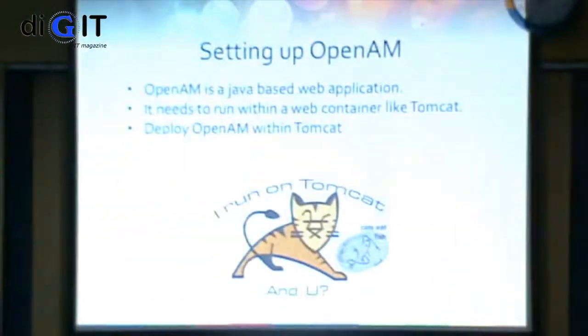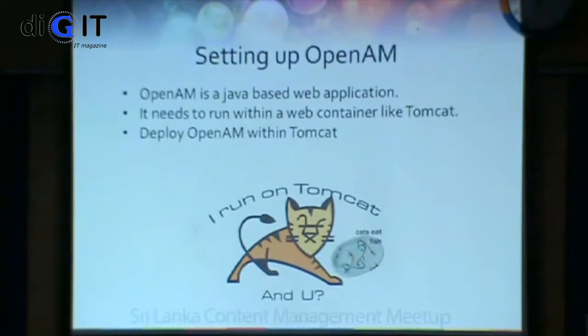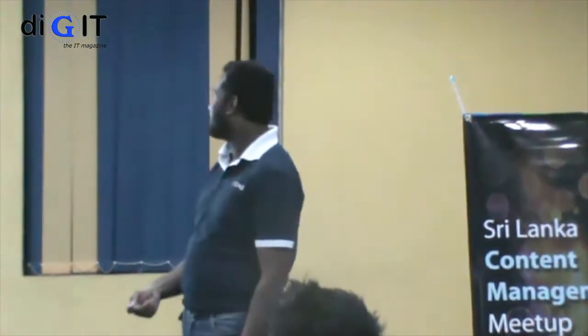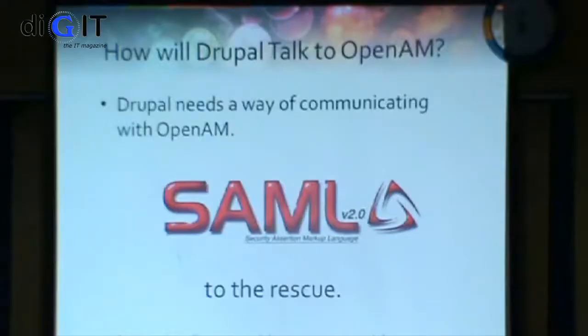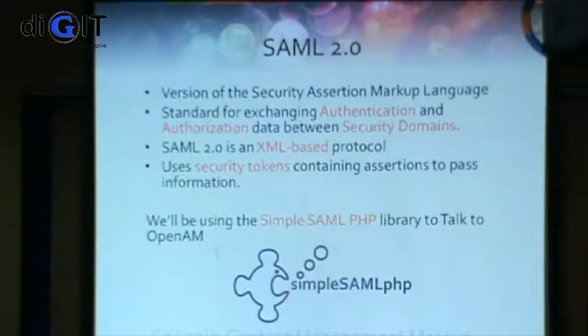Setting up OpenAM. OpenAM is Java based, and it runs on Tomcat, and it's free and open source, so yay for free and open source. I think everyone should be excited about using this as soon as you all get home. So how will Drupal talk to OpenAM? We are going to use a thing called SAML. It's an XML-based markup language that you use to exchange security information among the applications. SAML 2.0.